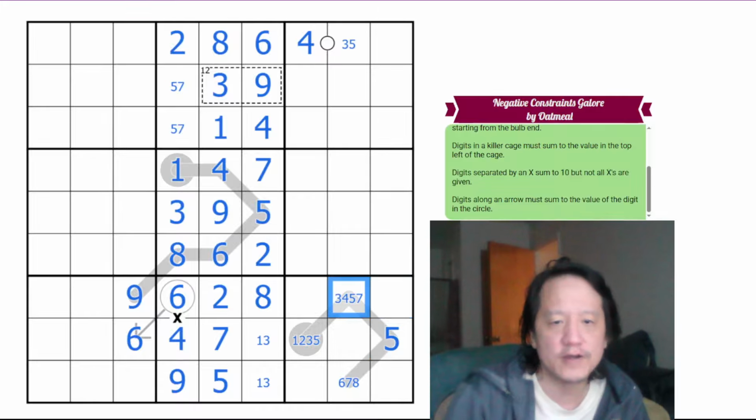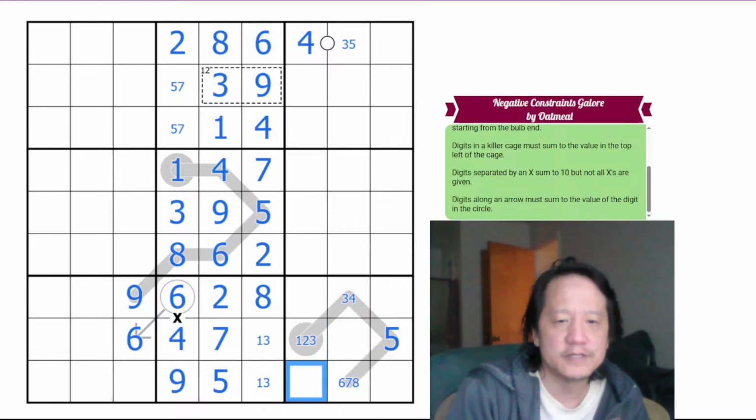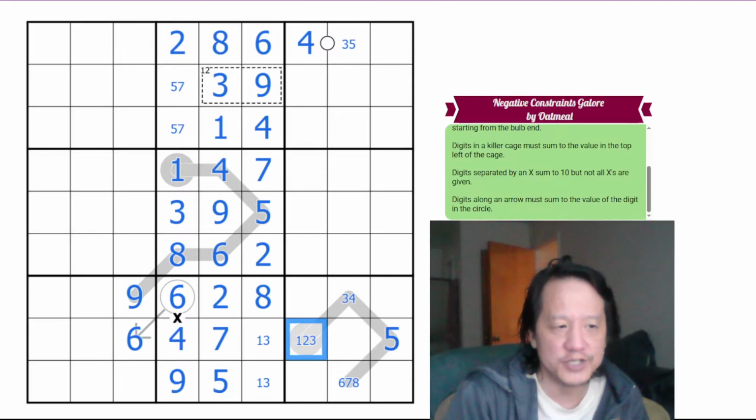So this is 5, which forces this to be 3 or 4 to be less than it. This has to be 1, 2, or 3. If this was 2, it's guaranteed next to be consecutive or adjacent to a consecutive digit with 1 or 3. So this can't be 2. This is a 1, 3 pair.